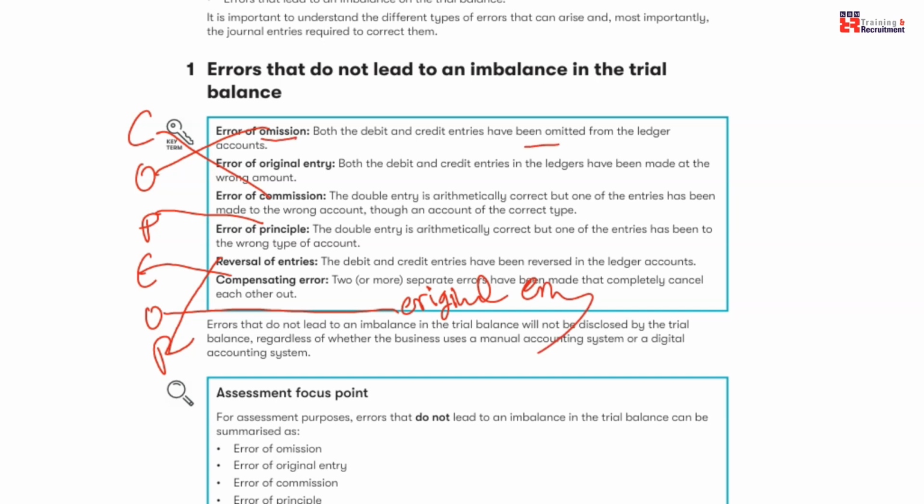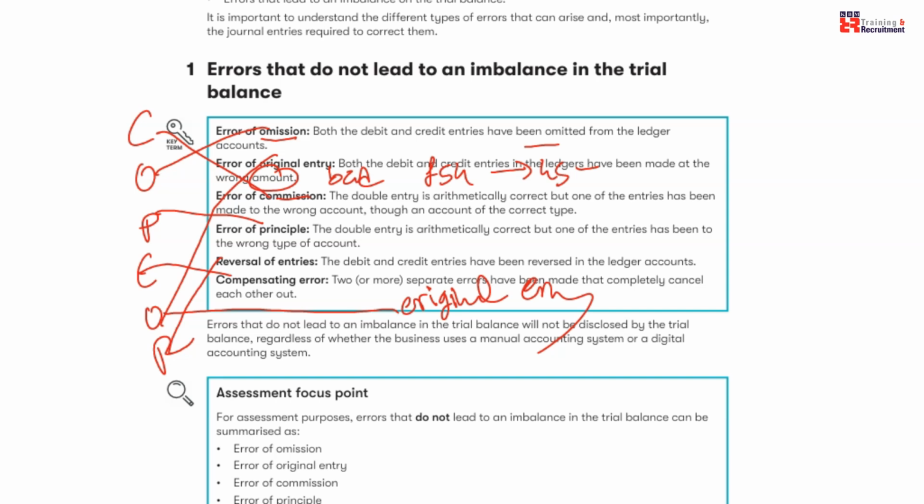Omission: you completely forgot to put the entry into the day books. Then there is the original entry, a bad figure. Original entry is when you write the wrong amount, we call it a bad figure. For example, 54 you have written as 45.